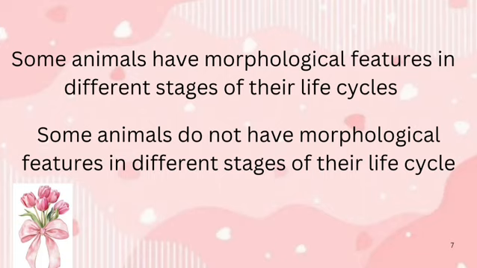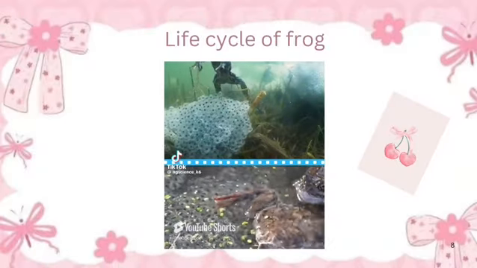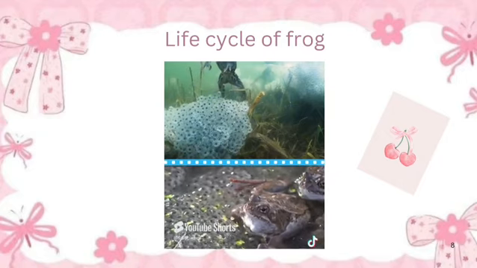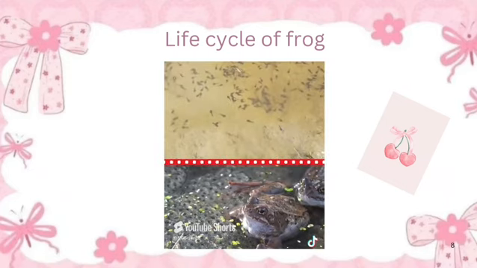Some animals have morphological features in different stages of their life cycle. Some animals do not have morphological features in different stages of their life cycle. The life cycle of a frog starts with eggs laid in water. Within a few days, they hatch into tadpoles.